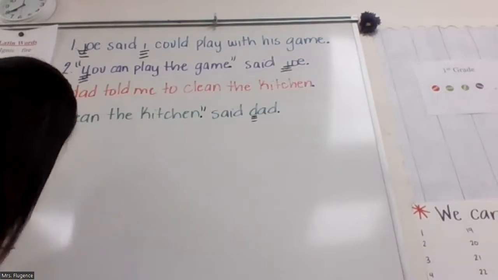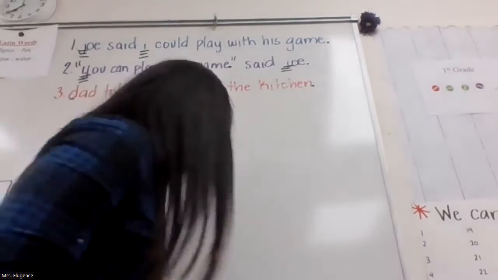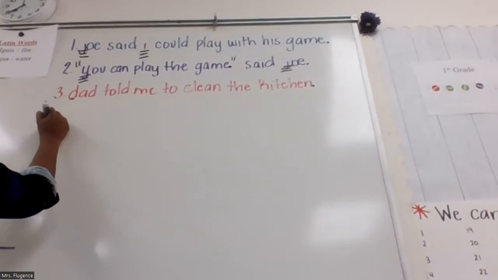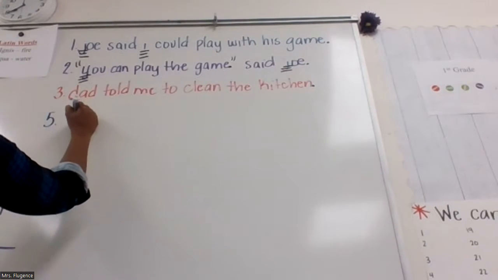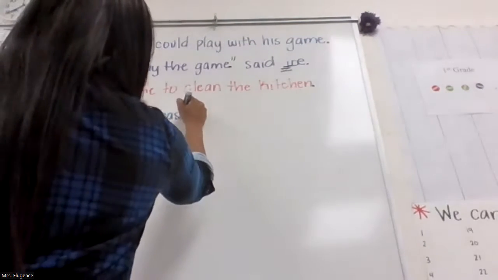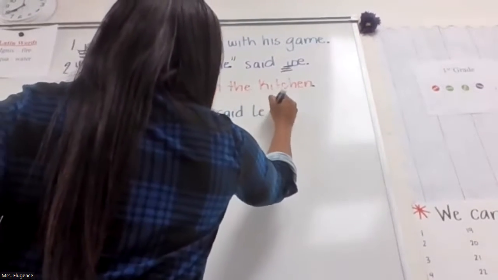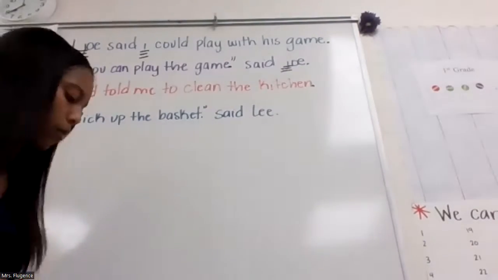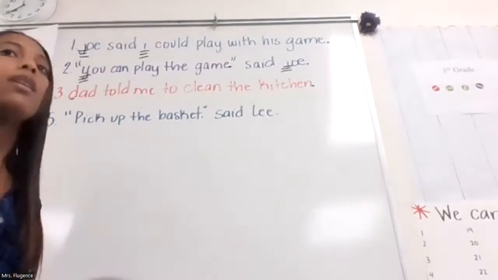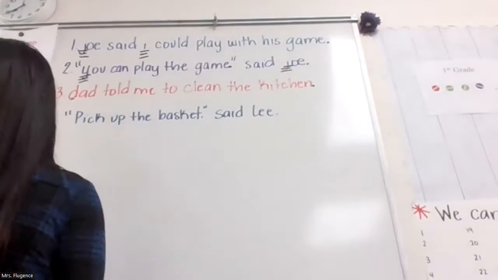Awesome. All right, so let me give you one, and I want you to do the opposite. Okay, so this will be like a number 5. Like how we did on the paper yesterday. Pick up the basket, said Lee. So this one is written correctly. You're not fixing it. I want you to give me the opposite of what this would be. So if it's direct, give me the indirect. If it's indirect, give me the direct. Let's see.